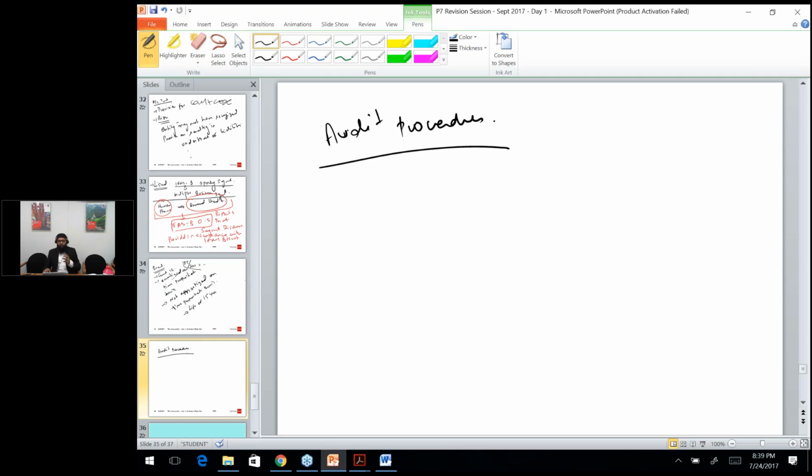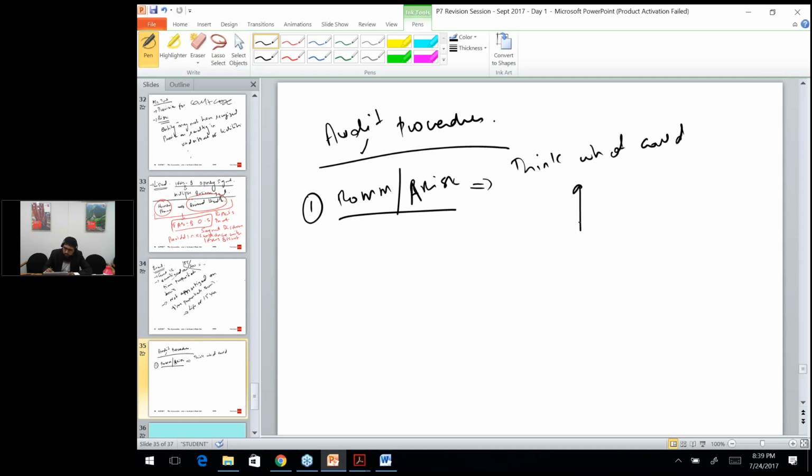Whenever we are performing an audit, the first thing is you need to identify the risk of material misstatement, or the audit risk. What is this risk? Basically, we think what could go wrong. A lot of students face difficulty in developing the audit procedures, so I'm going to guide you about a very easy way of developing them.